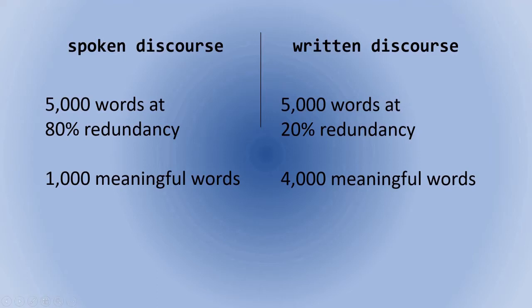So the second student has written an essay that is 4 times better than the first student. Mathematically, simply, it's 4 times better. That's it. You can prove it. It's 4 times better. And it's all because of the redundancy level.